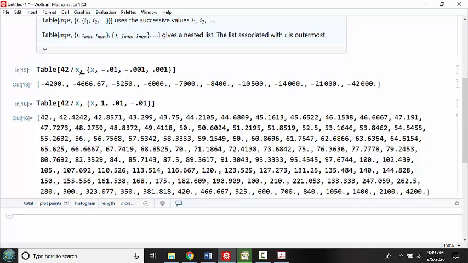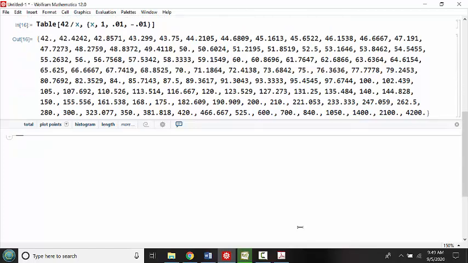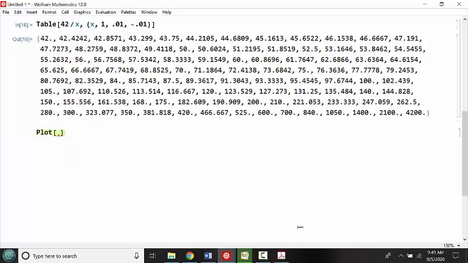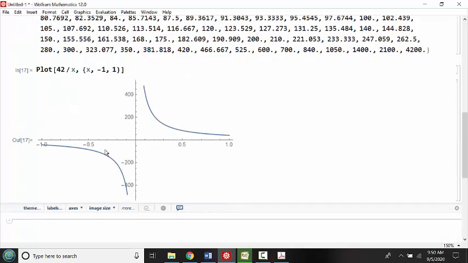So as I approach 0 from the left, my limit is negative infinity. As I approach 0 from the right, the limit of this function is positive infinity. Those two values are not the same, so this limit does not exist. If you want to verify that graphically, we could ask Mathematica to plot 42 over x as x goes from -1 to 1, and Mathematica will give us a picture to show that that's indeed what's happening.